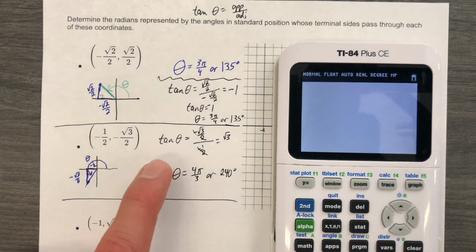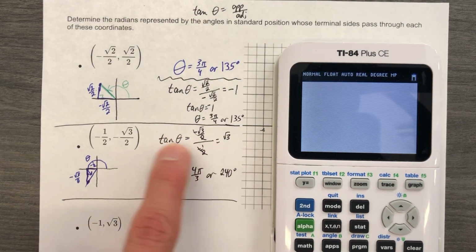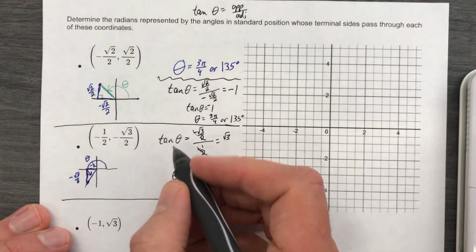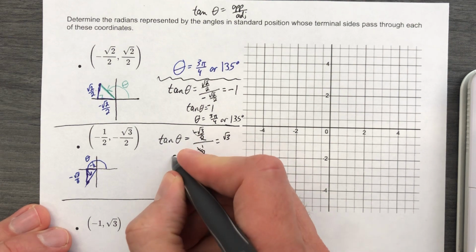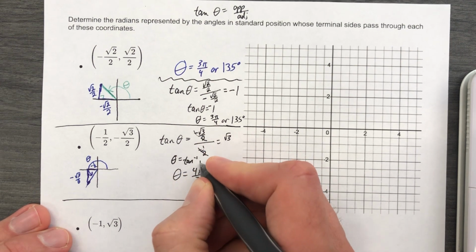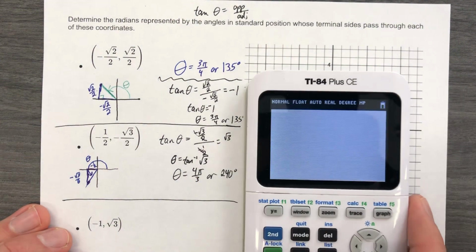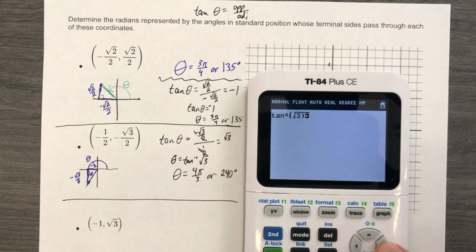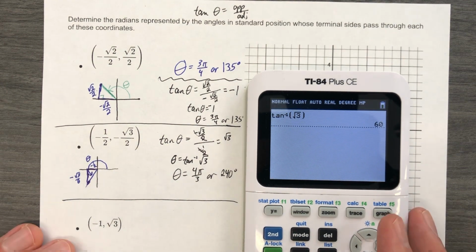And if I solved this, what I would be doing was doing an inverse of tangent. So this is really an inverse tangent of the square root of 3. That's what it is. So inverse tangent of the square root of 3. Oops, don't need that parenthesis. And I got 60. Now, and that's fantastic.